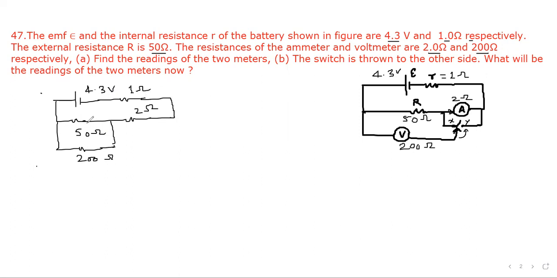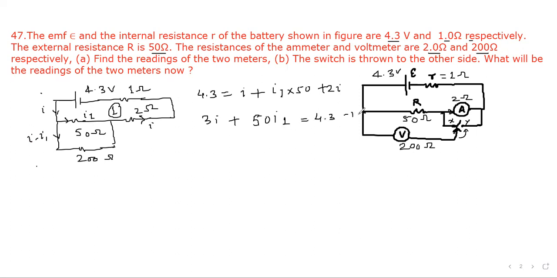So the situation is simple. Suppose current I is coming out from this battery. Suppose this is I1, then the remaining I minus I1 will go to this resistance. If we consider the first loop, we write 4.3 equal to 1 times I, that is I, plus I1 times 50, plus 2 times I, since current I will be there. So that is 3I plus 50 I1 equal to 4.3. Suppose this is equation number 1.